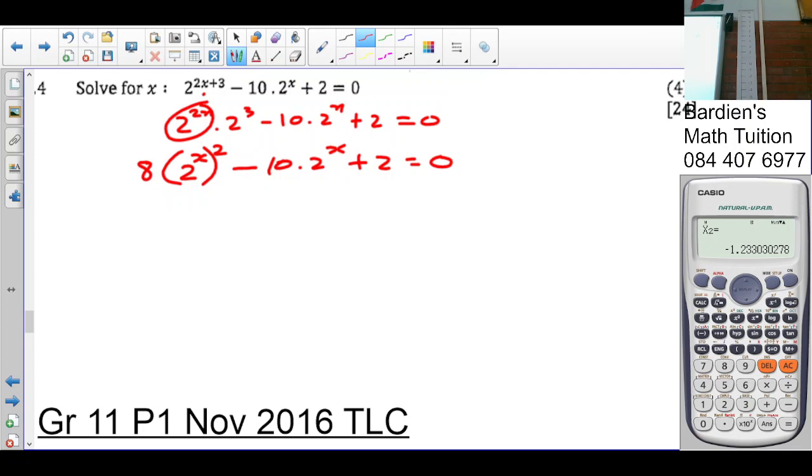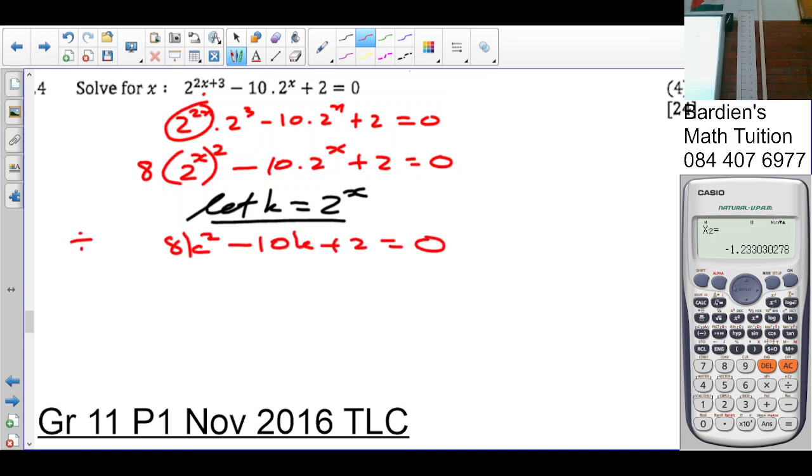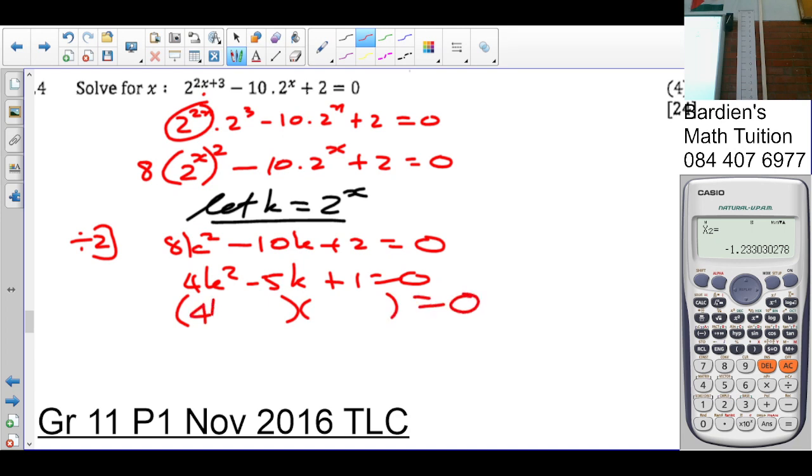So what do we see now? We can introduce a new variable, k. So let k equal 2 to the x. Wherever we see 2 to the x, we put a k. So it's going to be 8k squared minus 10k plus 2 is equal to 0. That can be divided by 2, so 4k squared minus 5k plus 1 is equal to 0. Trinomial. So 4k, k, 1 and 1, both negative. So k is a quarter, or k is equal to 1.